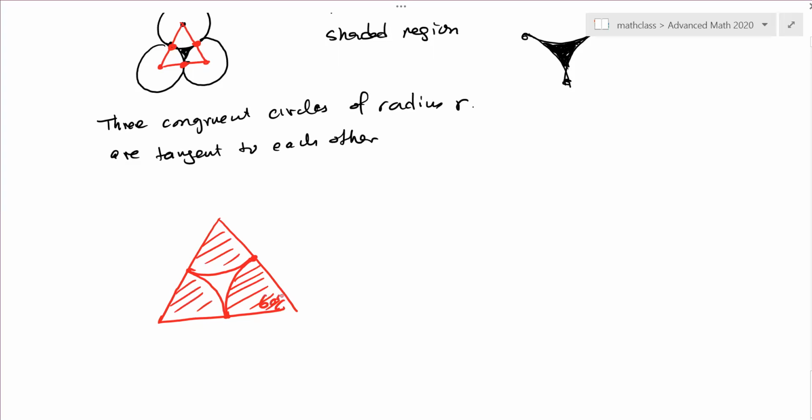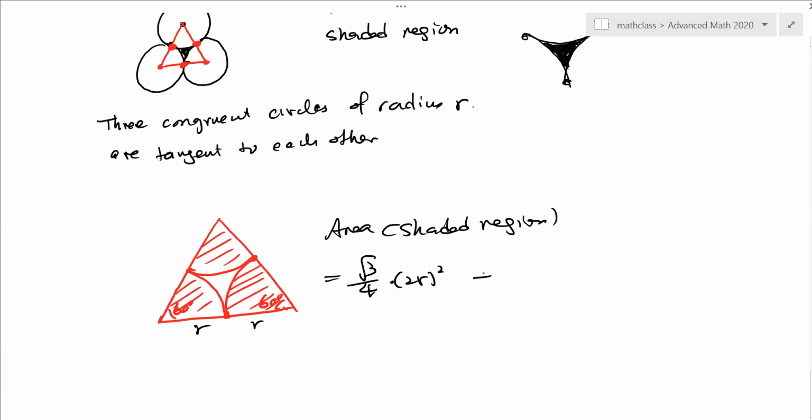So each sector has 60 degrees, right? 60 degrees. So those three sectors, you can find the area. Use a subtraction. The area of this shaded region is going to be the area of the equilateral triangle, which is square root of 3 over 4 times a squared, and a is 2r, minus the area of the three sectors.